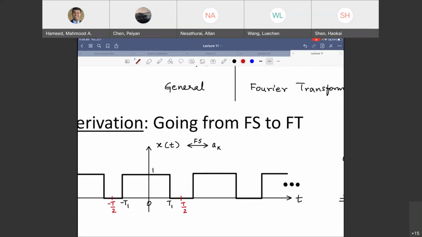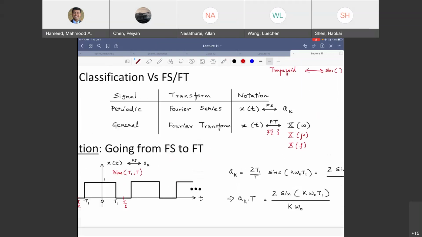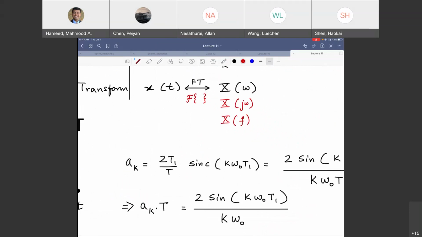Next, x of t, the Fourier series coefficients are a sub k. For a pulse train, this was what? This was our pulse, with t1 and t, right? The time period is t. It is 1 from negative t1 to t1. The Fourier series coefficients of this we computed earlier: a_k equals 2t1 divided by t, times sinc of k omega naught t1, for all k. That's what we had derived earlier.